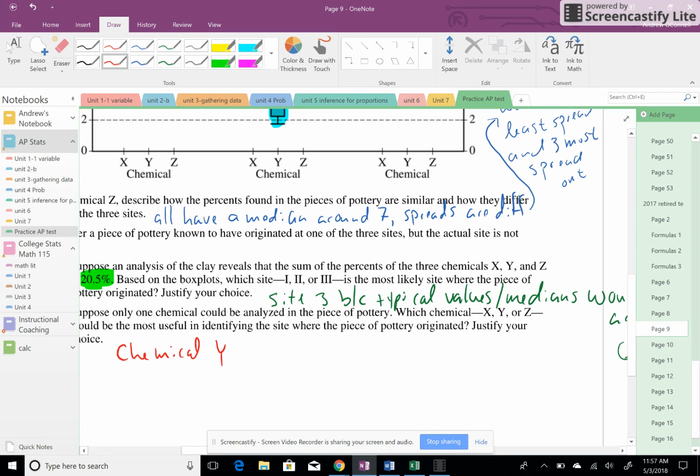I believe it's going to say justify your choice, because it's percent of total weight, which is drastically different from site to site.